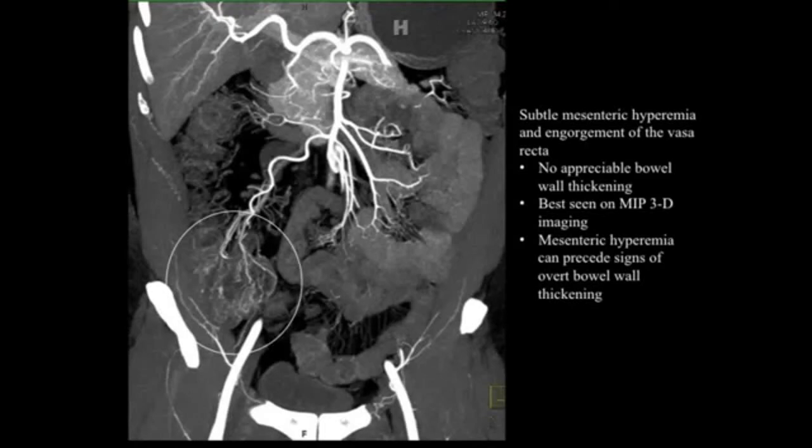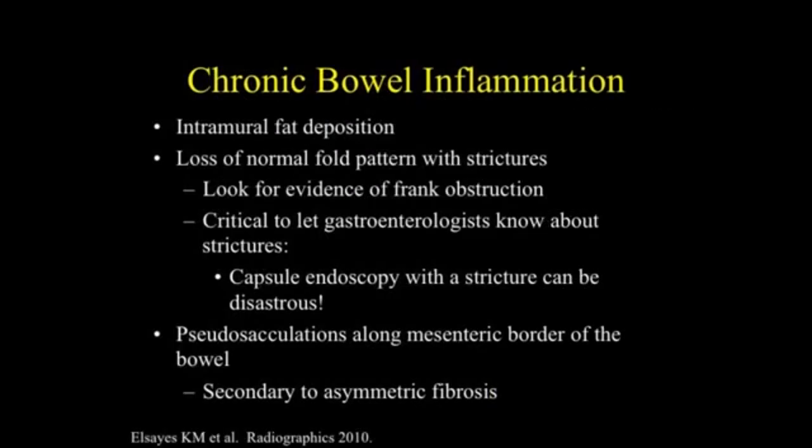Now, just as you get relatively consistent findings in the acute setting, there are also a series of relatively consistent findings that you can expect in the chronic setting, and these are patients who have had multiple repetitive bouts of bowel inflammation. Over time, as a result of that inflammation, you're going to see deposition of fat within the wall of the bowel, so-called intramural fat deposition. The bowel that's involved will lose its normal fold pattern. You may see ahaustral bowel in the colon in particular, loss of those normal folds. You can see strictures, and you have to be on the lookout for evidence of frank obstruction, because strictures, after all, will preclude the patient getting a capsule endoscopy.